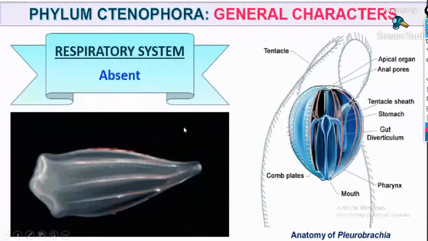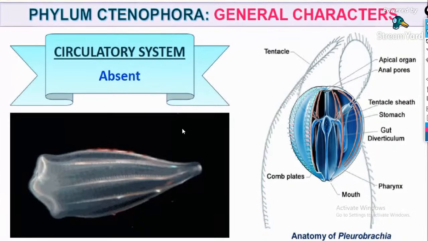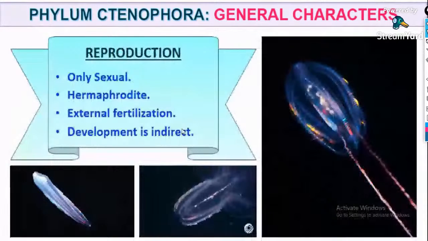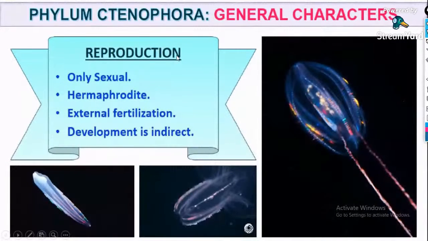No respiratory system, as it has a tissue level of organization. Therefore, there is no respiratory system and no circulatory system, and even the digestive system is incomplete. Reproduction is only sexual. It is a hermaphrodite, a bisexual phylum. External fertilization occurs and development is indirect, with a larval stage in between. Sexes are not separate, and only sexual reproduction occurs in Ctenophora.